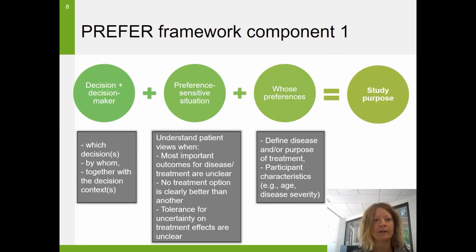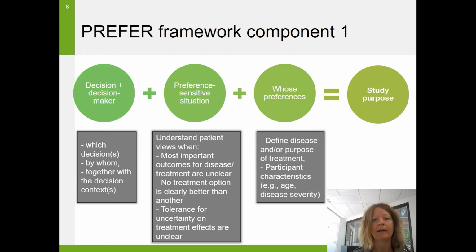So first, when we think about the anatomy of a study purpose, the decision makers can be an HTA body, a regulatory agency, or it can be a patient advocacy group who wants to better understand the preferences of their members. Of course, it can also be industry and how they want to move the medical product along the life cycle.